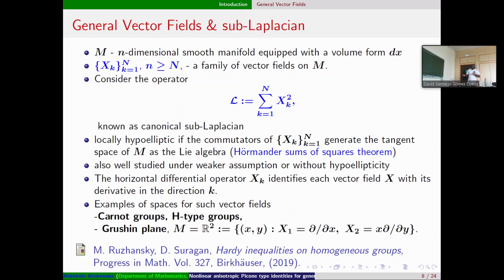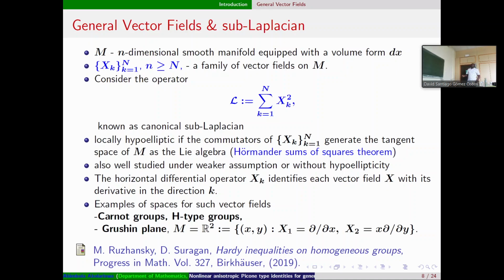And this operator is widely studied. In fact, this book I mentioned here is one of my major motivations for me to study this, and we can see a lot of applications where this operator appears. If you use the Hormander sum of squares theorem, you can show that it is locally hypoelliptic. By that we mean that the iterated commutators of this vector field generate the tangent space of L as the Lie algebra at each point. Then you can even study other, weaker assumptions than the Hormander hypoelliptic condition, without it.